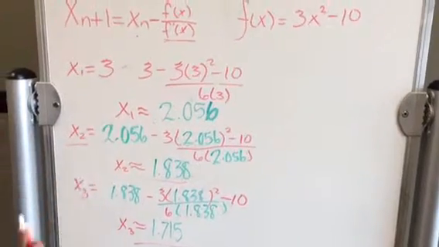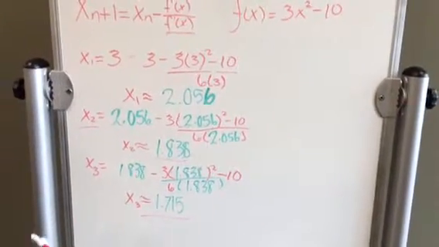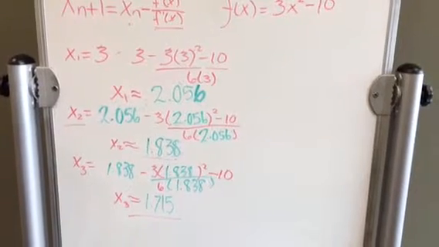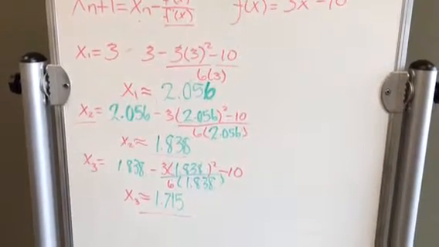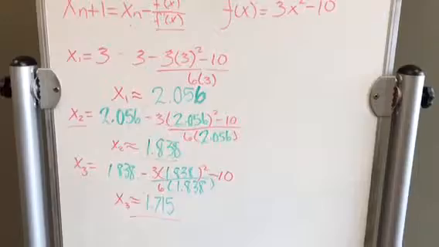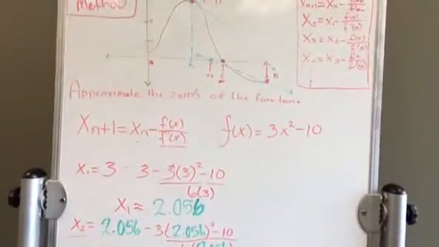x sub 1, x sub 2, and x sub 3 should all give you an approximation to c, and this would be your desired point.